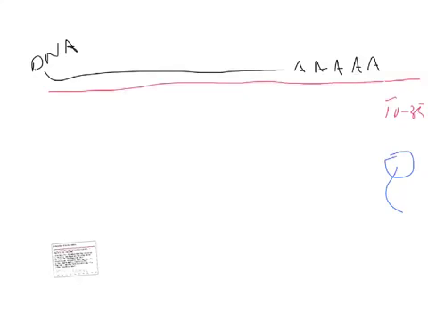Questions on the polyadenylation sequence? You have a terminator sequence that is part of the DNA sequence, okay? That signals to the RNA polymerase that's the end of the gene.